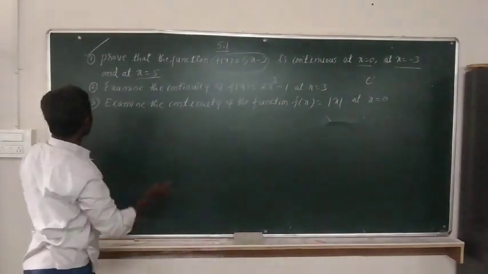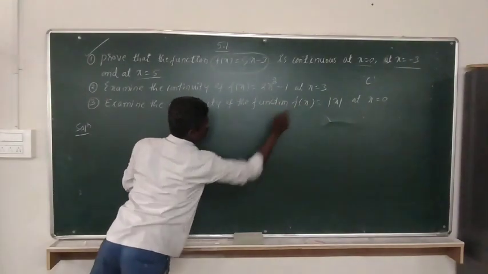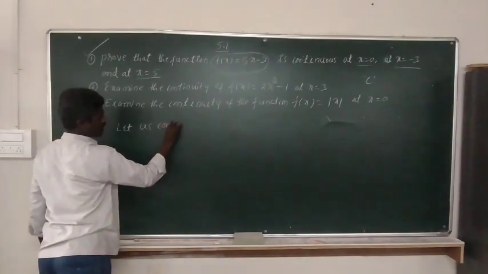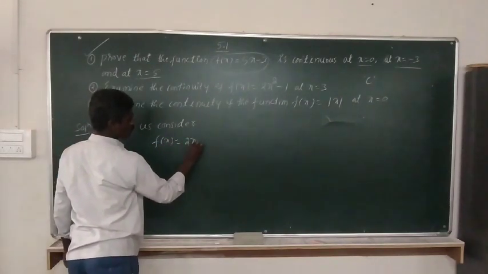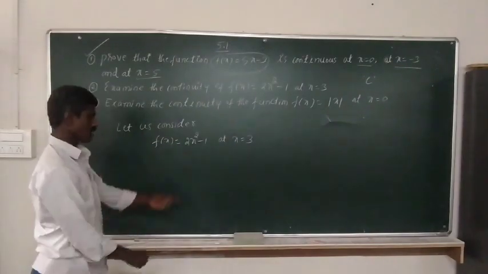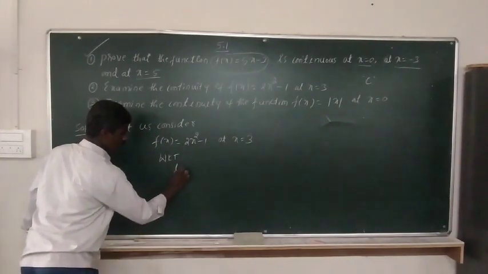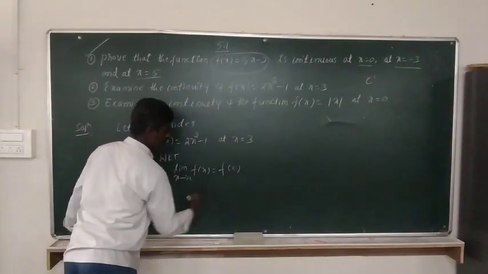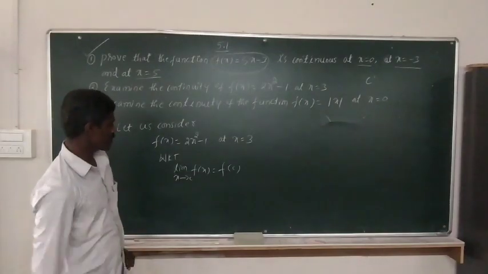Do it yourself. Now examine the continuity of a function f of x equals 2x square minus 1 at x equals 3. This is very simple. Let us consider the function f of x equals 2x square minus 1 at x equals 3. So check the continuity of the function. So we know that limit as x tends to c of f of x is equal to f of c. If the function satisfies this condition, the function is continuous.